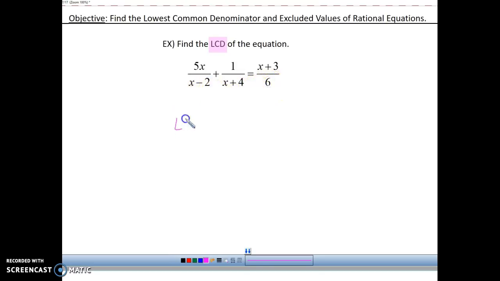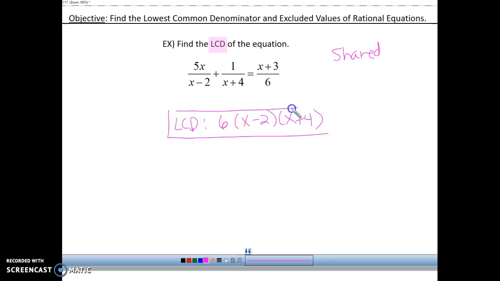So for my LCD, you're looking for the shared factors. There are no shared factors here, so they're all remaining. You just want to put the number first, so 6, x minus 2, then x plus 4. And that is your final answer. There really wasn't anything we had to do for this example.